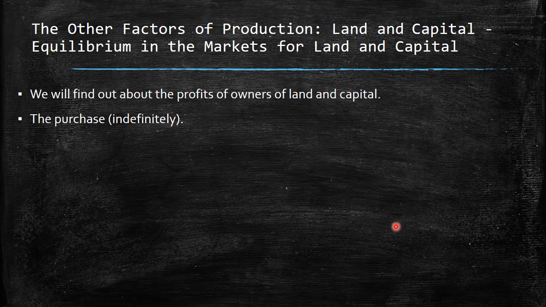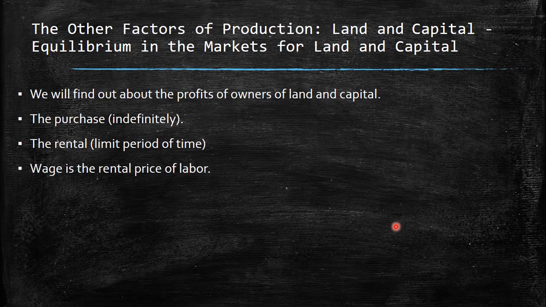We have to establish two differences, because when we talk about the price of land or the price of capital, we can understand that as the purchase price, which you can take indefinitely, and then we have the rental, which you can use, you have the disposal of it for just a limited period of time. And then for example the wage is the rental price of labor.